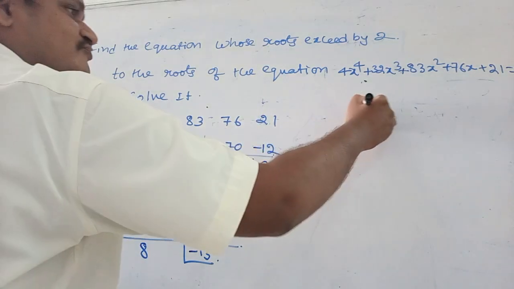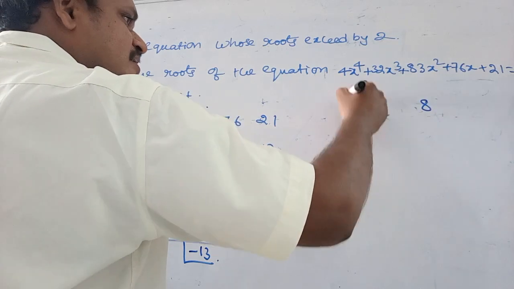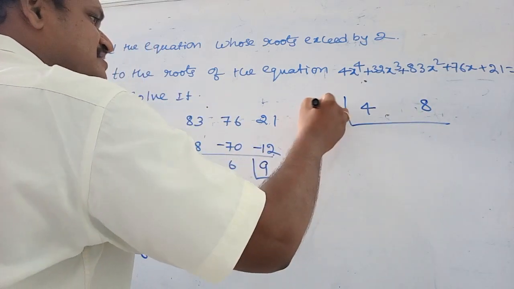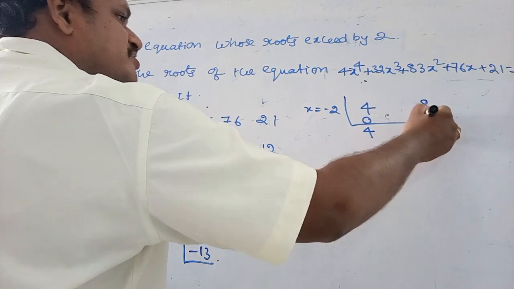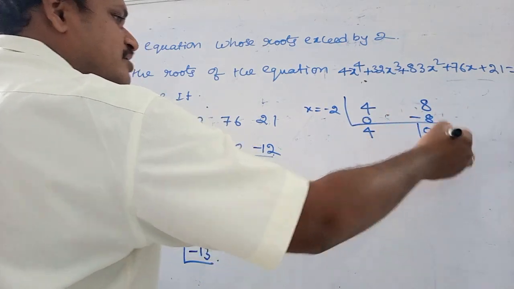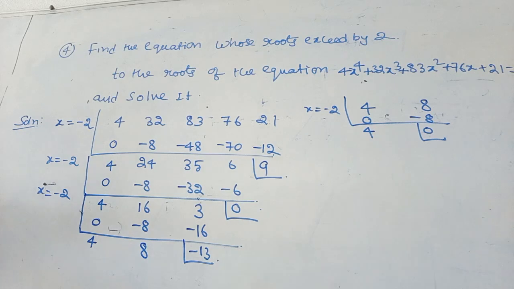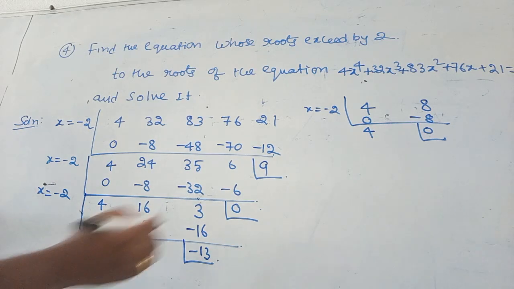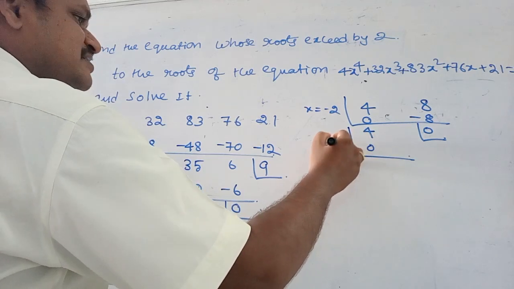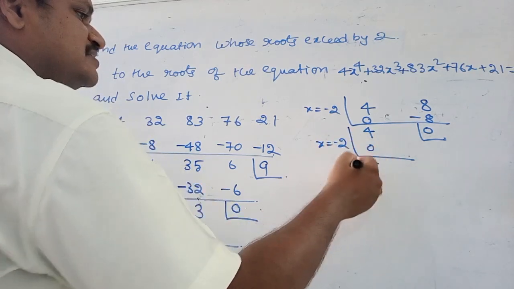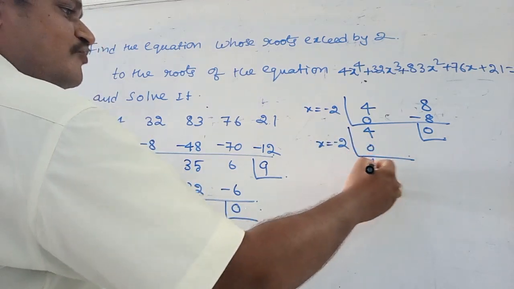Now what you do is, 4, 8 you are having here. Once again you need to divide successively by minus 2. This is 0. 4 into minus 2 becomes minus 8 and the remainder becomes 0. Similarly, if you divide 0 by x equal to minus 2 you will have this as 4. Now 4 you are having.